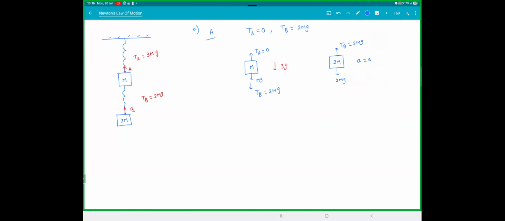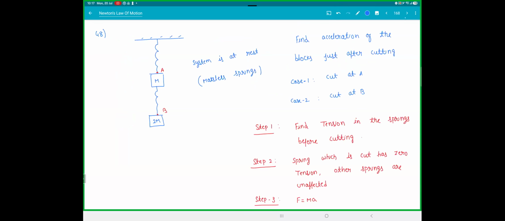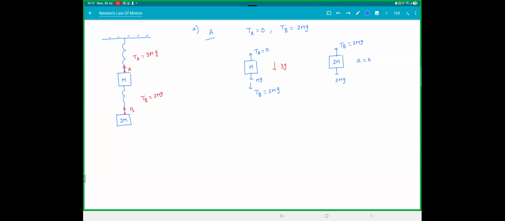Meaning at that instant, 2m will think nothing changed. Whatever happened at A, it remains there only. Like 2m does not even know something happened at A. Give little time, then A will move down, then the spring will compress, and then 2m will fall. But they'll always ask you questions just after cutting, because how much it will move, how much it will change, it becomes a mess to calculate. So look at the B part.